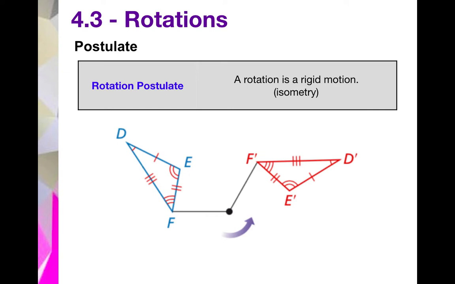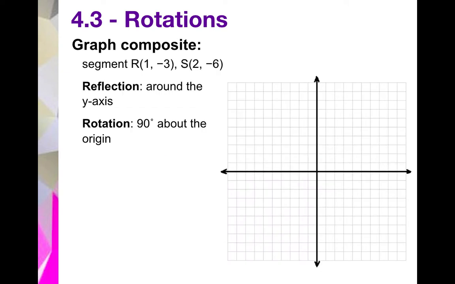We're going to talk about the rotation postulate. Rotation, just like a translation and a reflection, is a rigid motion. So it's a congruent motion, which is an isometry. Anytime you do a rotation, we've done a rigid motion. That's a postulate.